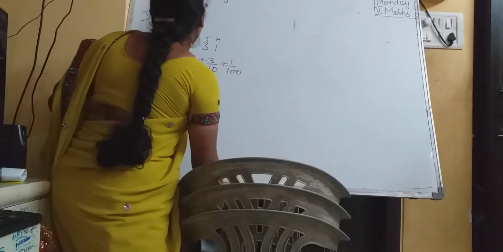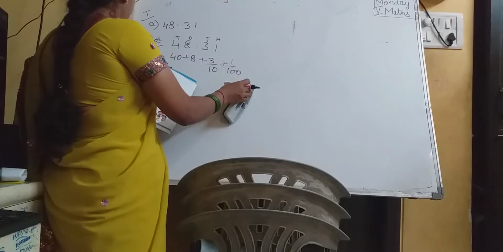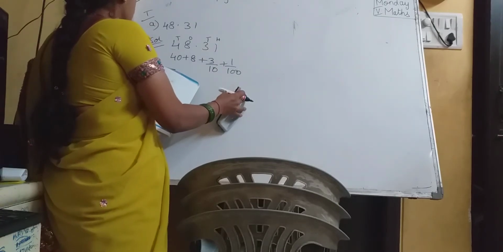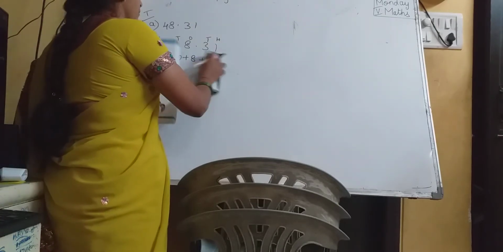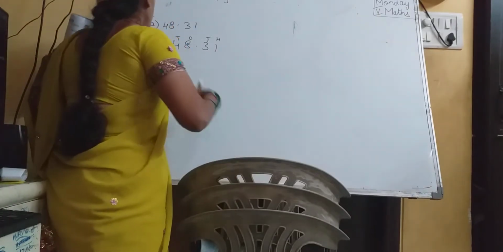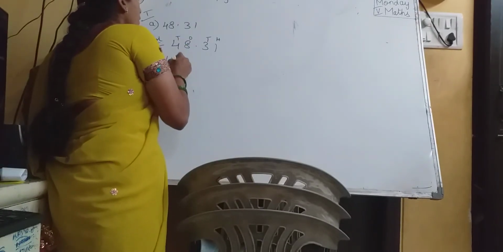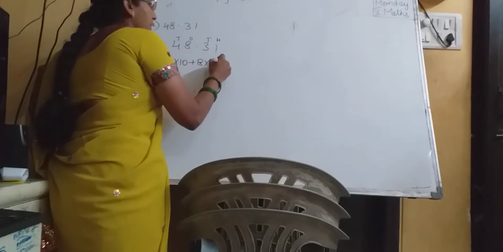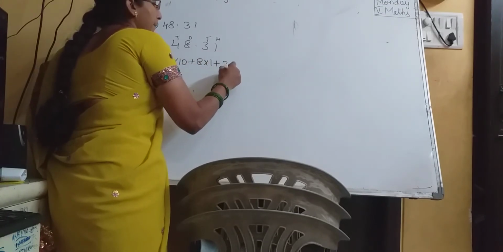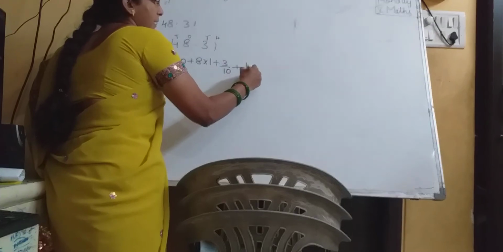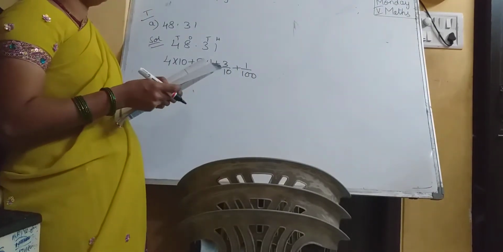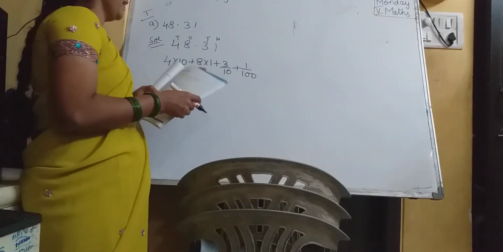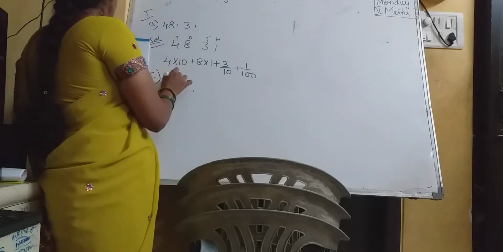So how did they write it? One minute, children. Yes, one minute. They multiplied and wrote 4 into 10 plus 8 into 1 plus 3 by 10 plus 1 by 100. Like this they asked you to write. See, I'll show you C1, all of you.